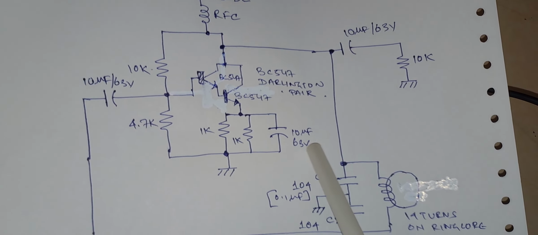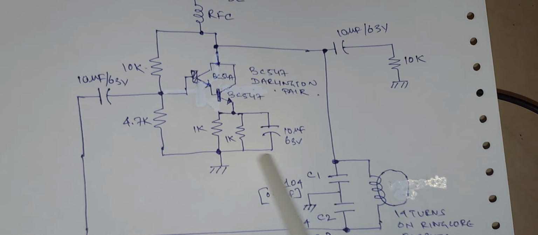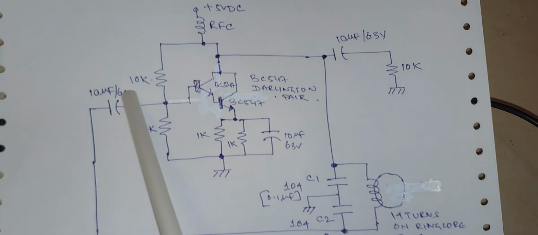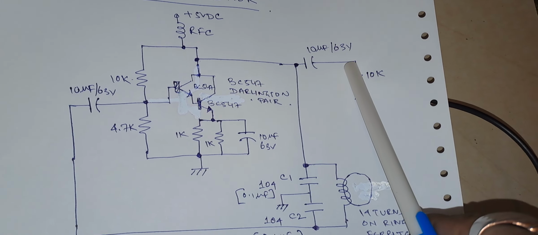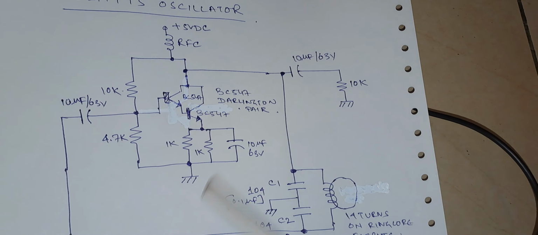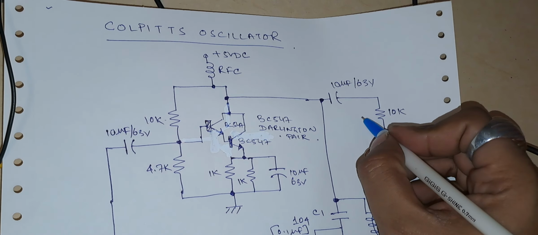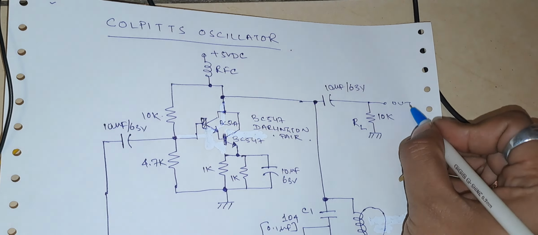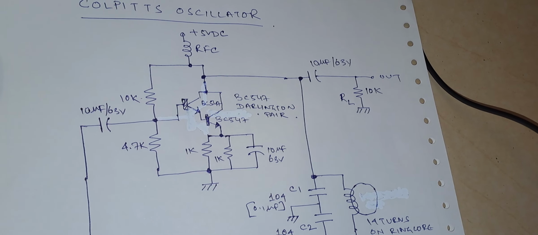And here is a 10 microfarad 63 volt coupling capacitor, and this is the AC bypass capacitor. And here is the coupling capacitor of 10 microfarad, and here is the coupling capacitor for the output. The output is taken across this resistor. So this is the load resistor RL. From here is the output. So like this the circuit diagram looks like.